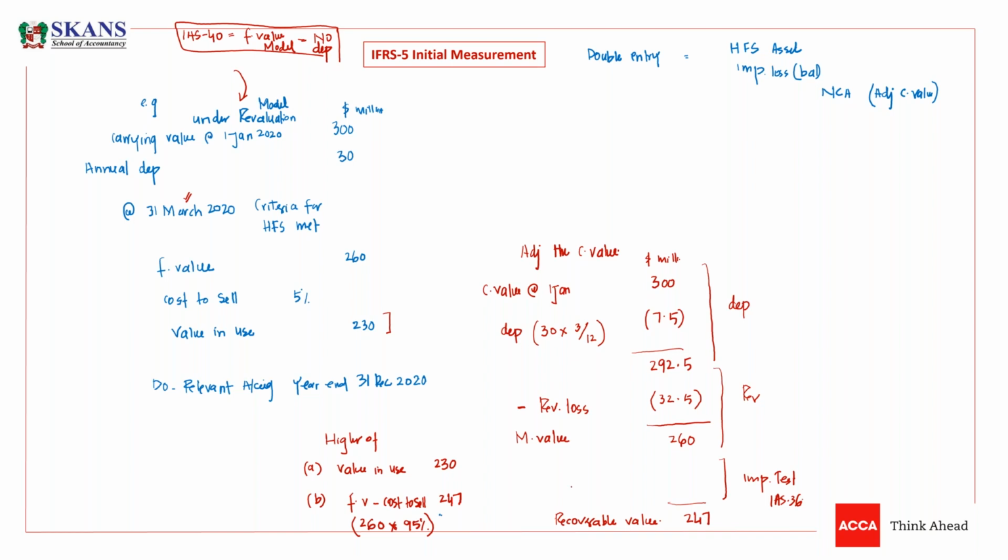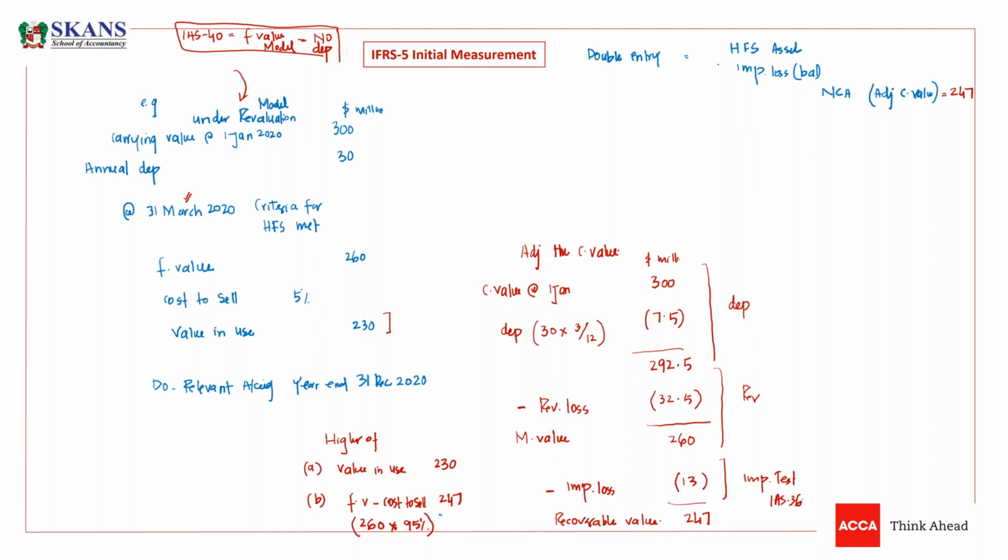So we have another impairment loss. How much impairment loss do we have, guys? As per IAS 36, we have an impairment loss of 13. Basically, this 13 is the loss due to cost to sell. Now, guys, you need to apply an impairment test. For the asset held for sale, the adjusted carrying value will be here, so 247 is the adjusted carrying value.